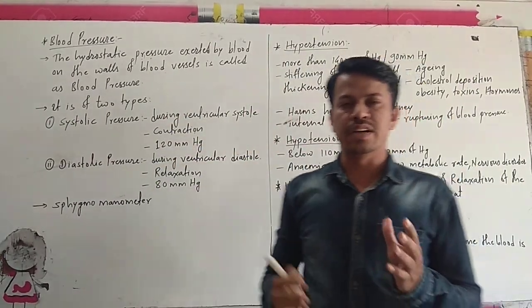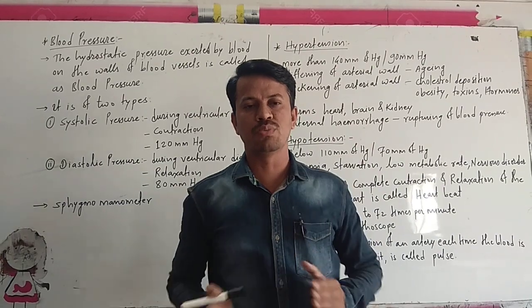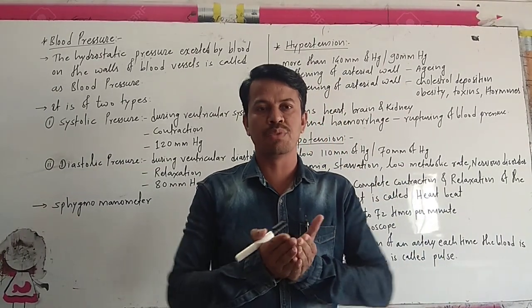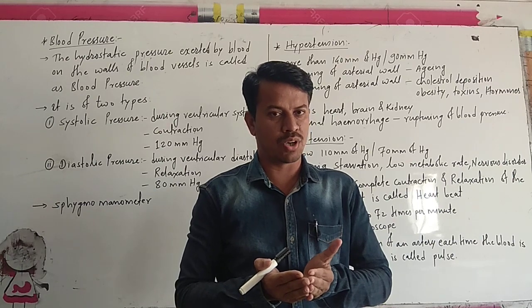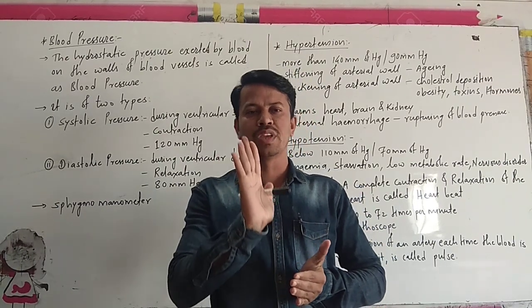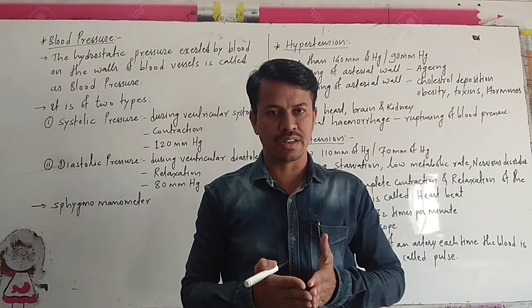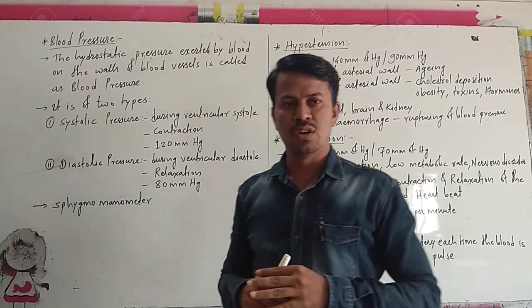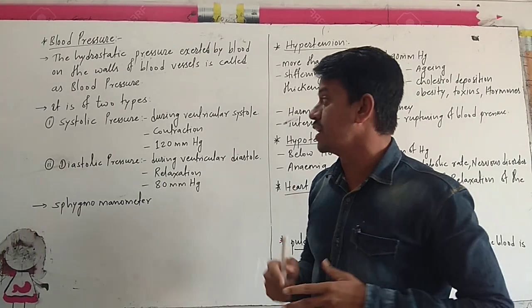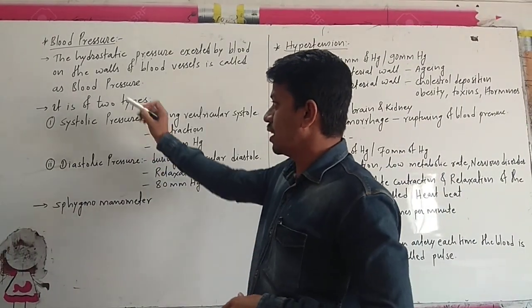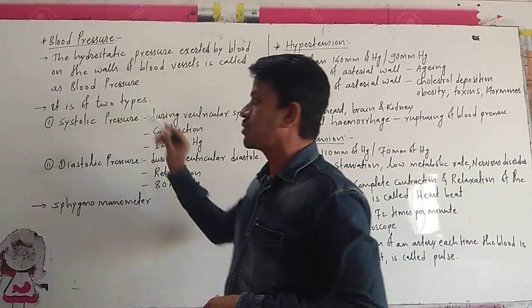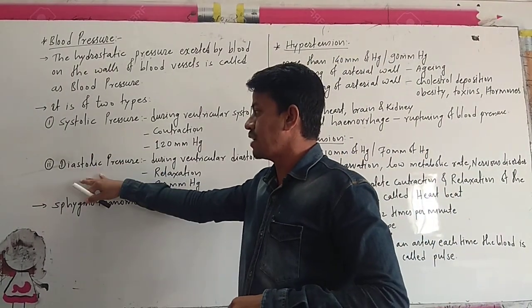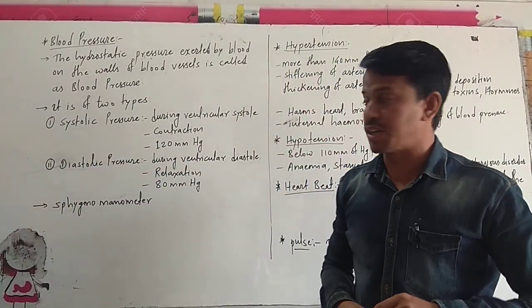And in double circulation, we discussed that blood pressure is more in arteries when we compare with the veins, because the blood is directly pumped from the heart into the arteries, and it is going towards all the body parts. So it is more in arteries than the veins. Now see here, blood pressure is of two types: one is systolic pressure and the second one is diastolic pressure.